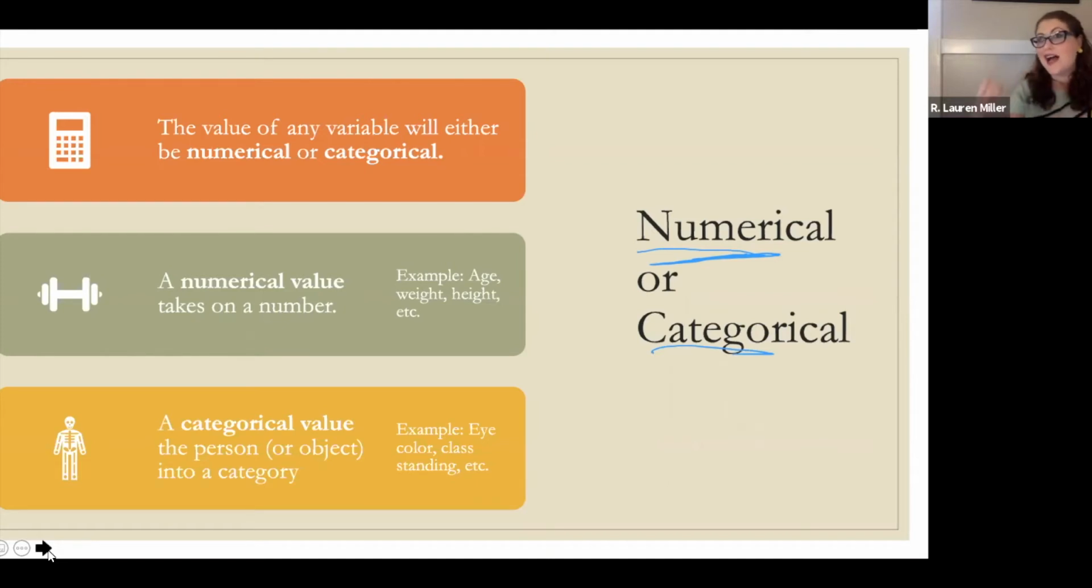Categorical data breaks up into categories. For example, eye color, class standing, such as sophomore, senior, junior. I did that out of order. It breaks it up into categories, right? It doesn't have a numerical value to it. And it's important to know whether a piece of data is numerical or categorical, because we're going to use that fact to display our data in different ways when it comes to graphing and visual displays of data.